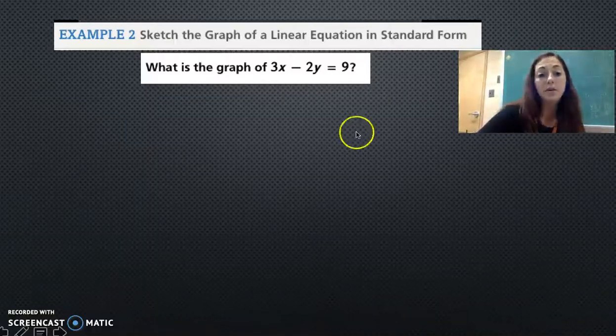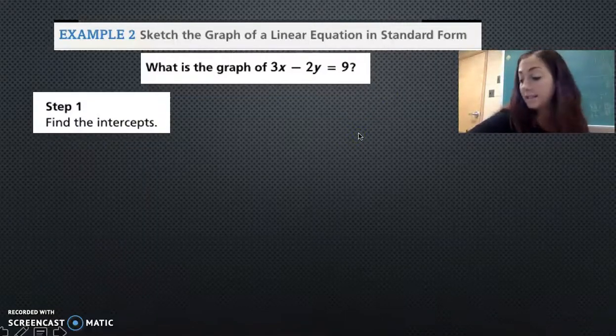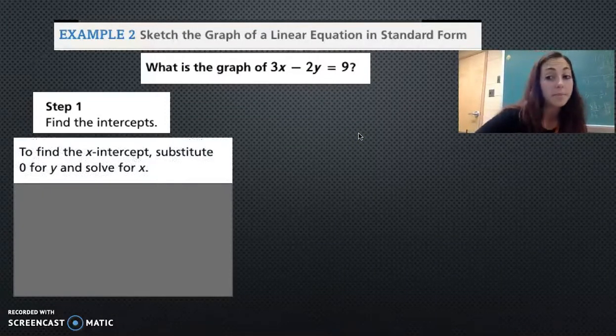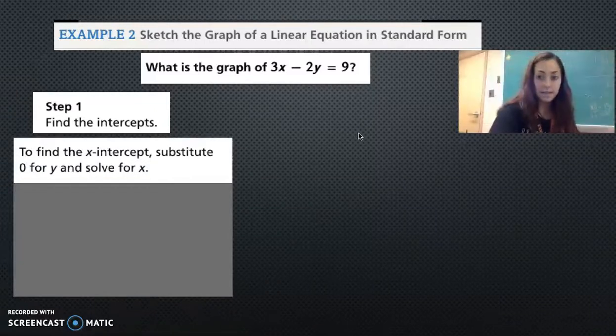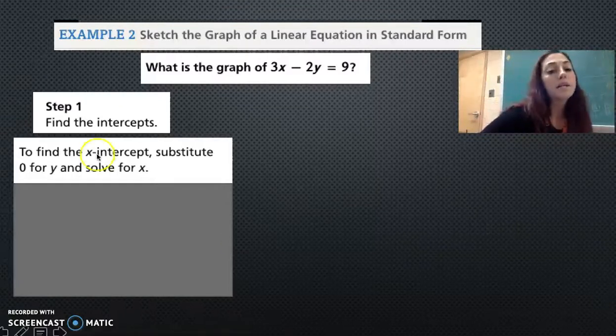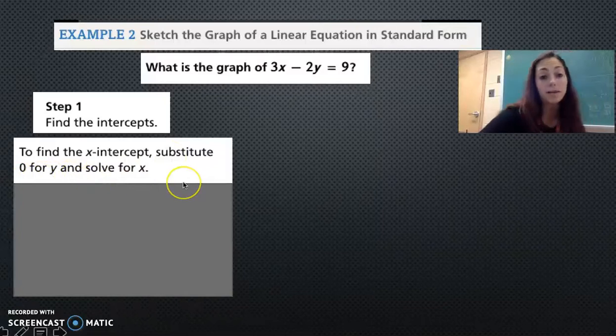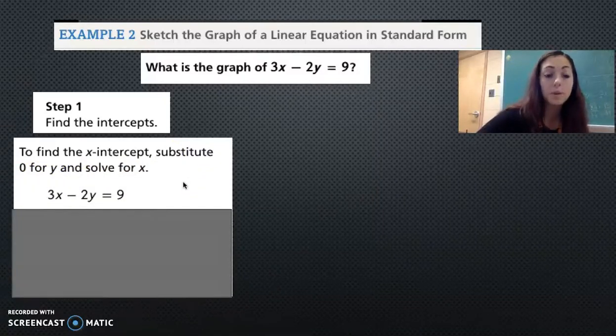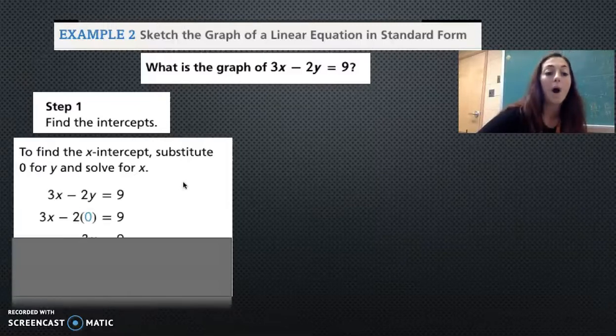When your equation's in standard form, you want to find the intercepts. So not just the y-intercept, but the x. And if you look, the first one we always find is the x. Stay consistent. Find your x-intercept, and then we'll find our y. To find our x-intercept, we'll substitute 0 for y and solve for x. So you have this equation. We're putting 0 in for y.